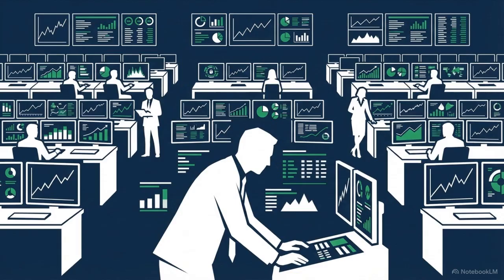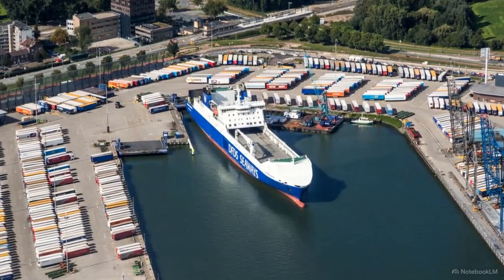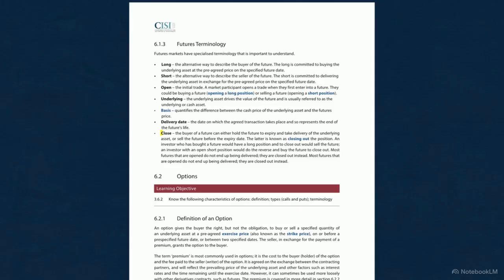There is a counterintuitive reality to all of this tracking and trading. Despite representing thousands of barrels of oil or tons of wheat, the vast majority of derivative contracts are never used to actually physically exchange the underlying commodity. The manual explains why right here, under the Close bullet point. Traders simply sell their long contracts or buy back their short contracts to exit the position before the expiry date even arrives.